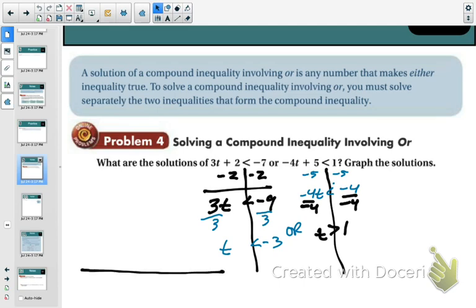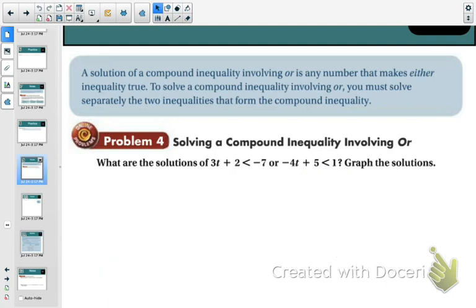And if we graph that, I have my negative 3 here, my 1 here. And none of them are equal to, so they're both open holes. They're going left on that one, right on that one because it's greater than. Okay, OR should always be pointing away from each other.